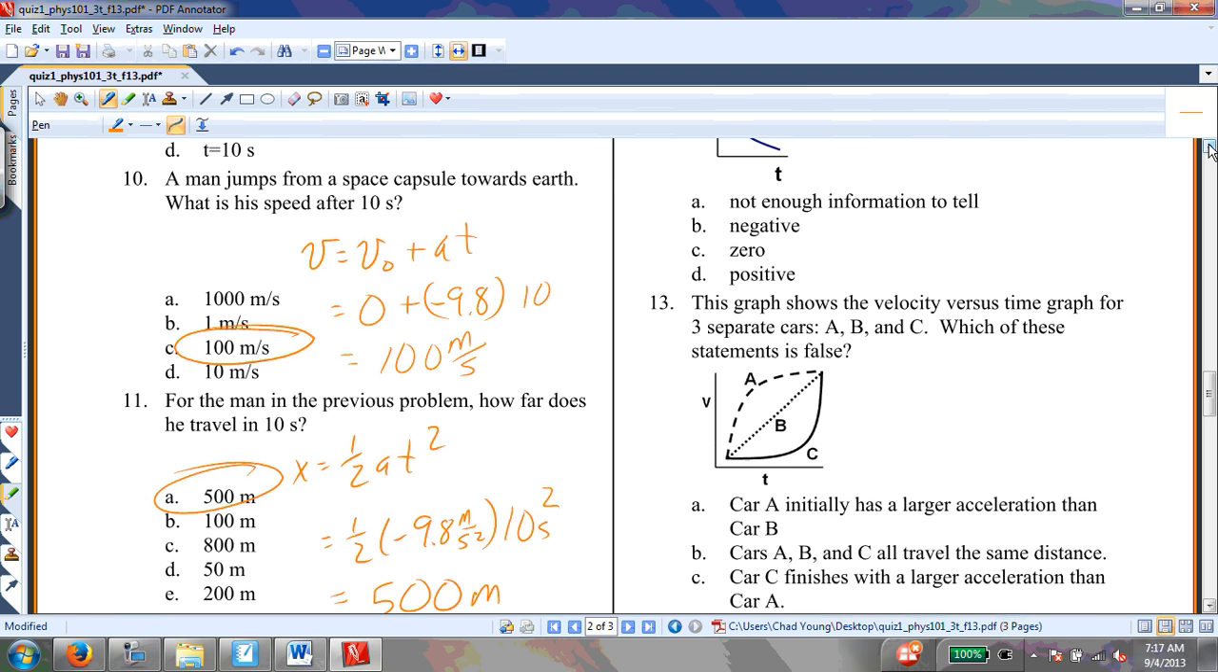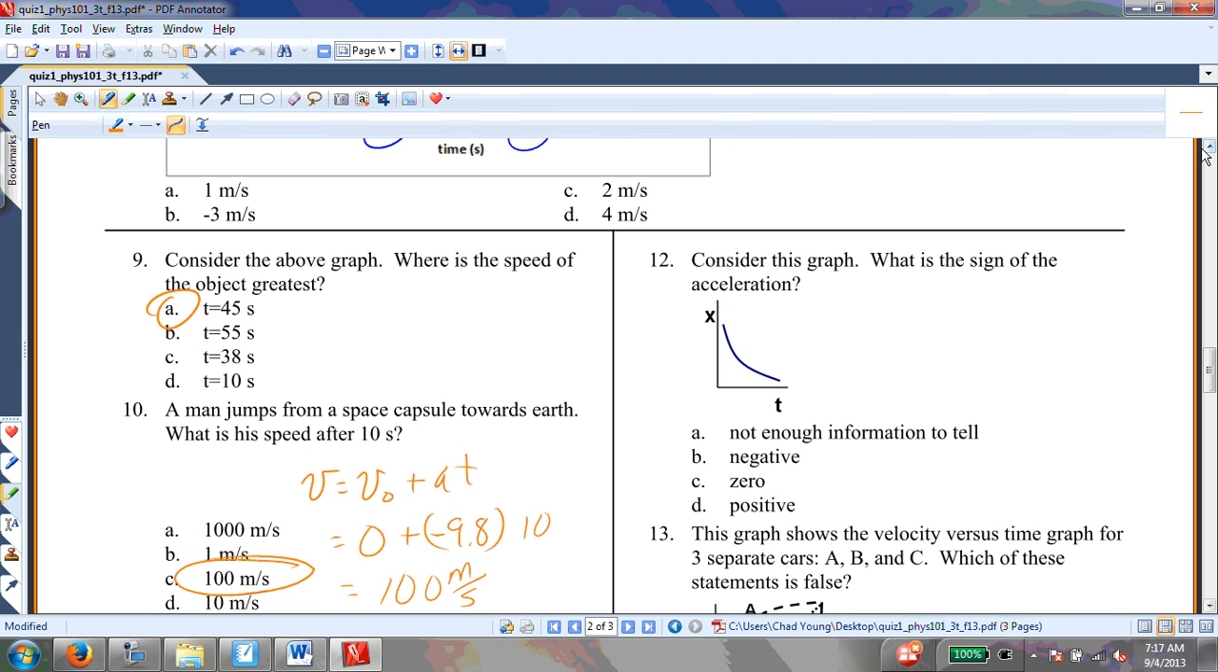Number 12, consider this graph. What is the sign of the acceleration? Well, notice that I have negative velocity that is decreasing in magnitude. So negative velocity, and it's slowing down. That means that the acceleration has to be opposite the velocity, so it's positive acceleration.